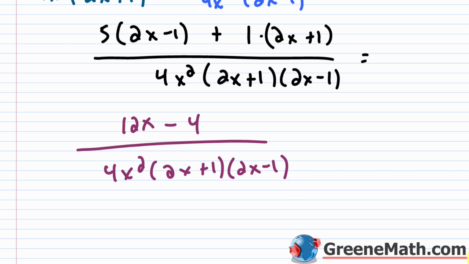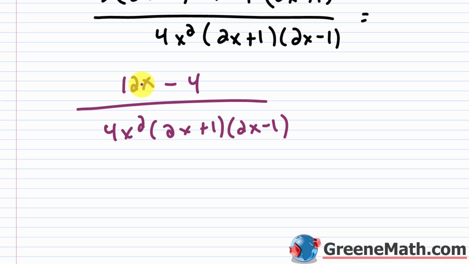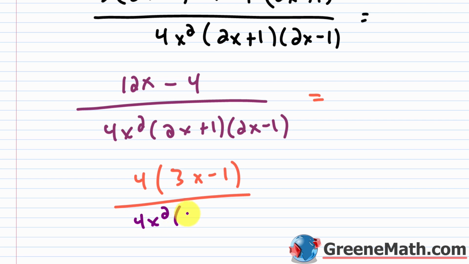Now, can I do anything else? In other words, can I simplify this any further? Well, yeah, actually I can. I can pull out a common factor of 4. So I can say this is 4 times the quantity 3x minus 1, like this. And this will be over our 4x squared times the quantity 2x plus 1 times the quantity 2x minus 1.